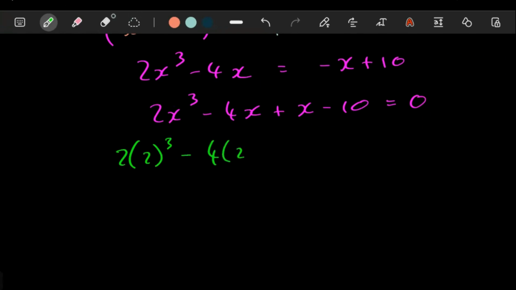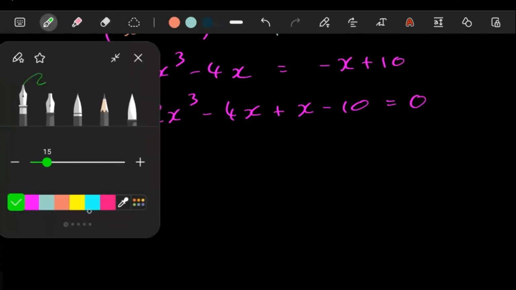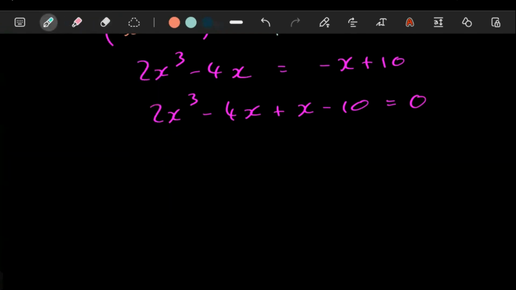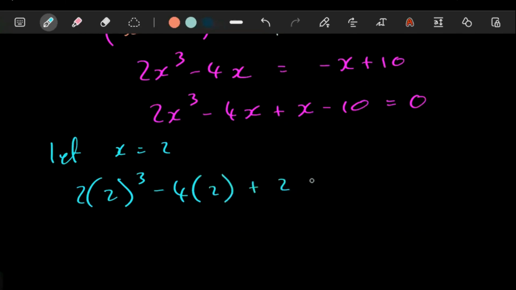what you can do is you want to show that 2 is a factor, because what we're trying to do here is factorize using synthetic division. So to do that, we have to find at least one factor. So let's say here, let x equal 2. If x is a 2, we want to show that 2 is a factor, so that we can then use synthetic division for what we need to do.